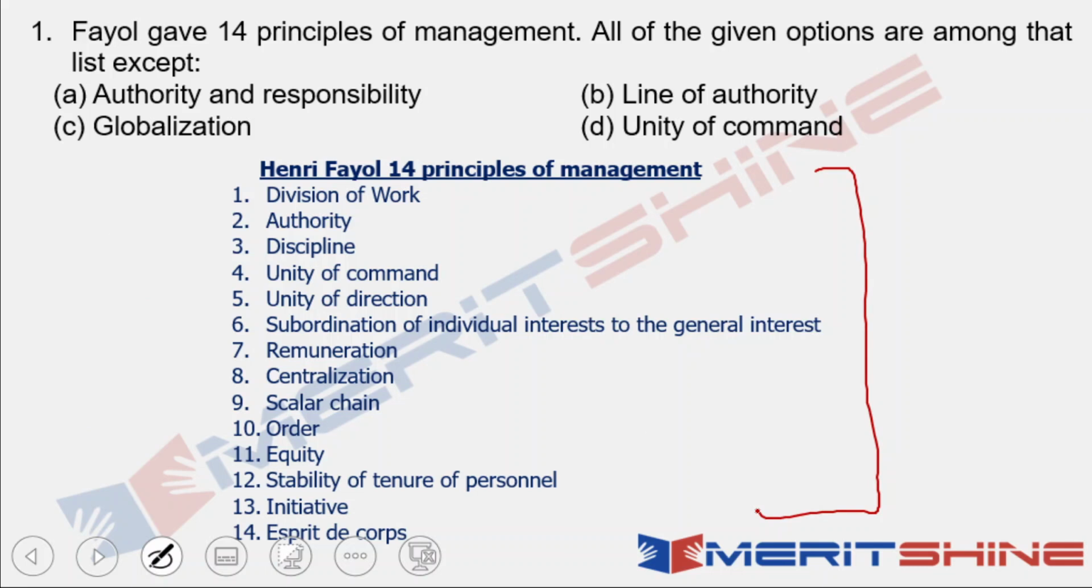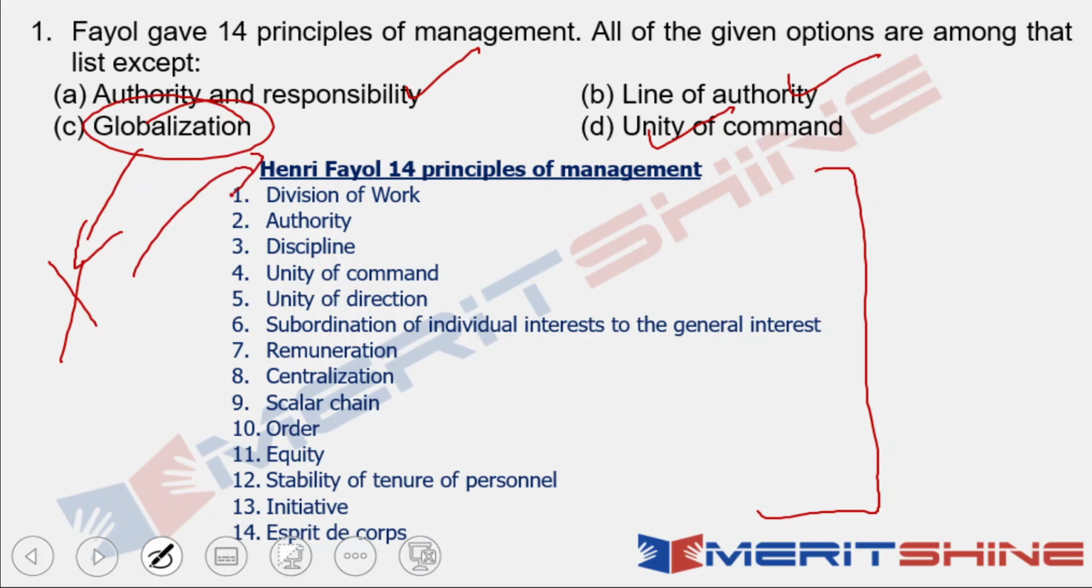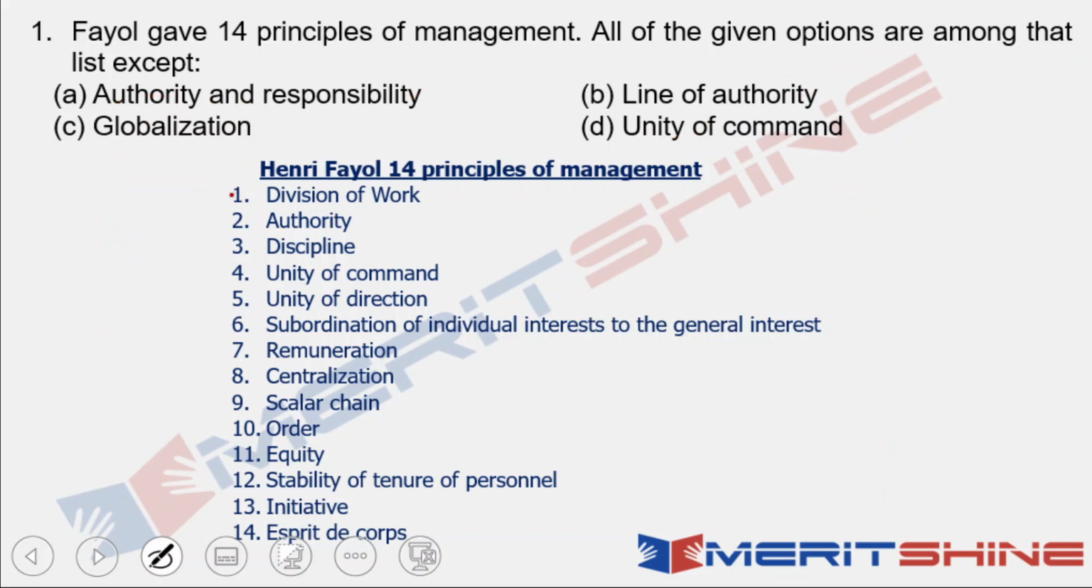There will be 2-3 questions based on this. If there is, you will be able to answer them on the basis of what we have discussed just now. Now, let's look at the question. All of the given options are among the list. Authority and responsibility, yes. Line of authority, yes. When we say scalar chain, what does it mean? Line of authority. Unity of command, yes. And globalization, no. Globalization was not part of any discussion which can be attributed to Henry Fayol's 14 principles of management. So our answer here should be C, globalization.